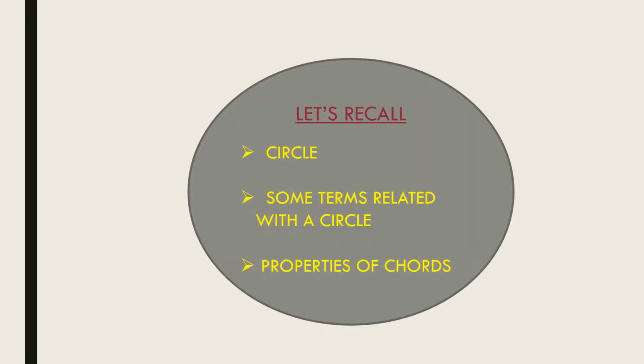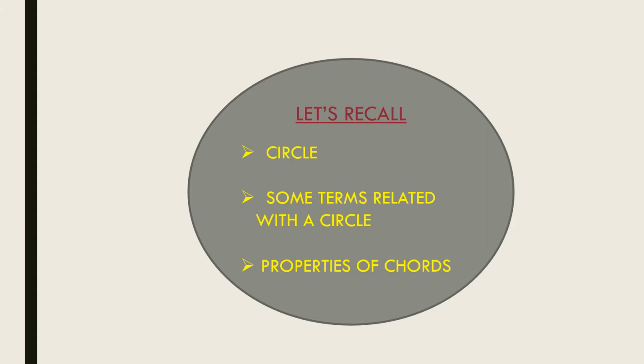Let's recall. A circle is the set of points in a plane which are equidistant from a fixed point in the plane. Second, some terms related to a circle: center of the circle, radius of the circle, diameter of the circle and chord of the circle.